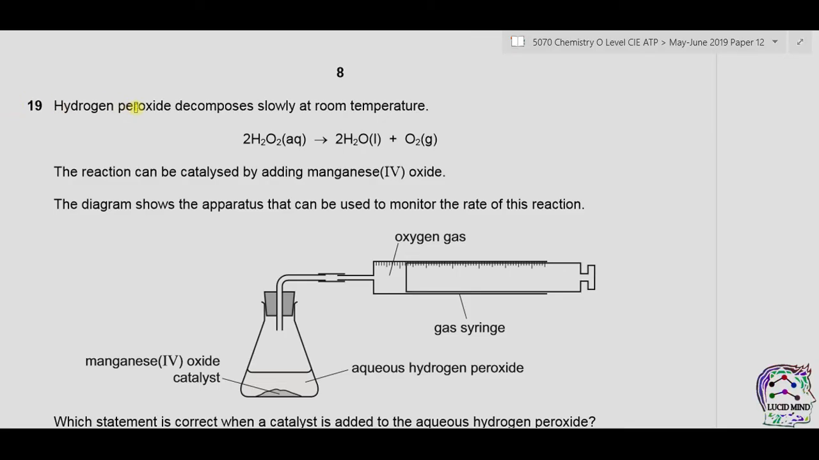Question number 19. Hydrogen peroxide decomposes slowly at room temperature. 2 moles of hydrogen peroxide convert into 2 moles of water and 1 mole of oxygen. The reaction can be catalyzed by adding manganese(IV) oxide. The diagram shows the apparatus that can be used to monitor the rate of this reaction. We have a gas syringe attached, and oxygen gas is being measured in the gas syringe. In the apparatus we have manganese(IV) oxide as catalyst and aqueous hydrogen peroxide is being decomposed.